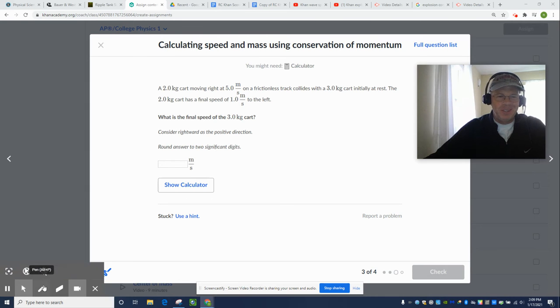Let's do a Khan Academy problem from the set: calculating speed and mass using conservation of momentum. So we have 2 kilos moving to the right at 10 meters per second on a frictionless track, and we collide with 3 kilos, initially at rest. The 2 kilo cart has a final speed of 1 meter per second to the left.